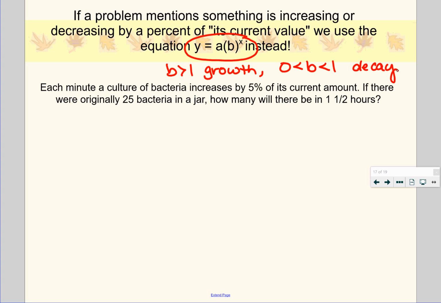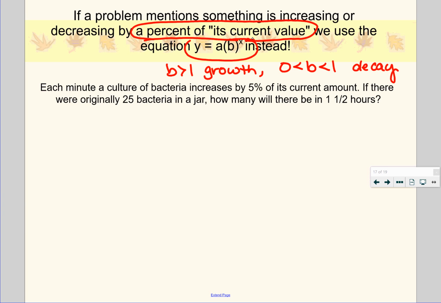If you're not sure to use this formula or the previous one, if something is increasing or decreasing by a percent of its current value, that's when we use this formula. By a percent of its current value. So this time, instead of constantly increasing, instead just every time unit it jumps. Okay, so think of it like a scatter plot versus a continuous line would be the difference. Every certain time period it jumps to the next value.